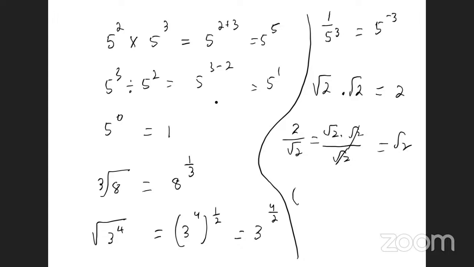What about if I give you something like this? Root A minus root B by root A plus root B. What's the answer there? If you remember the rule, that will be root A squared minus root B squared, or A minus B. Everybody okay with that?